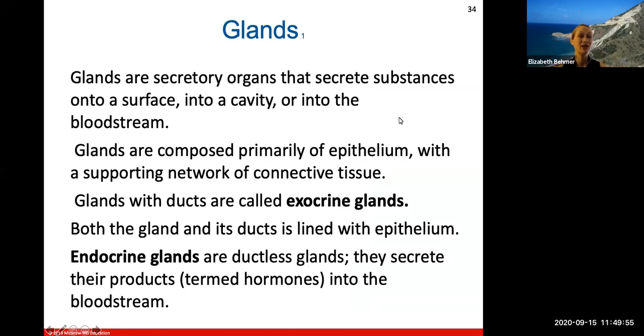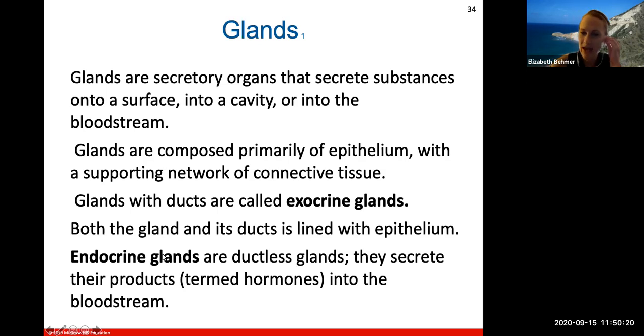Glands will secrete substances onto a surface, into a cavity, or into the bloodstream. They can be either exocrine or endocrine glands. Exocrine glands have a duct, and a duct is just a tube that carries whatever the gland secretes into an area. So an exocrine gland has a duct, and endocrine glands do not have ducts.